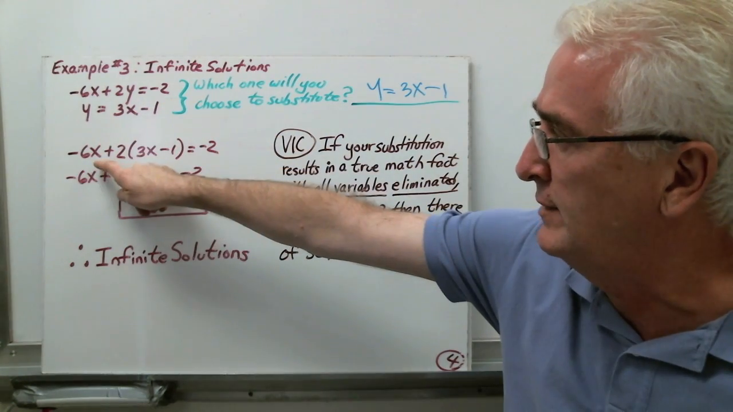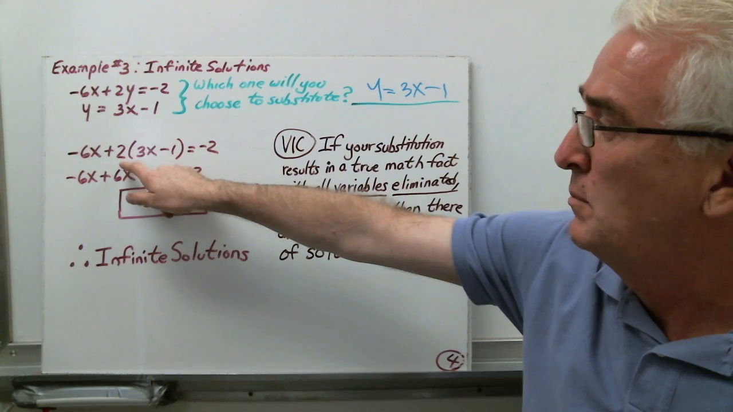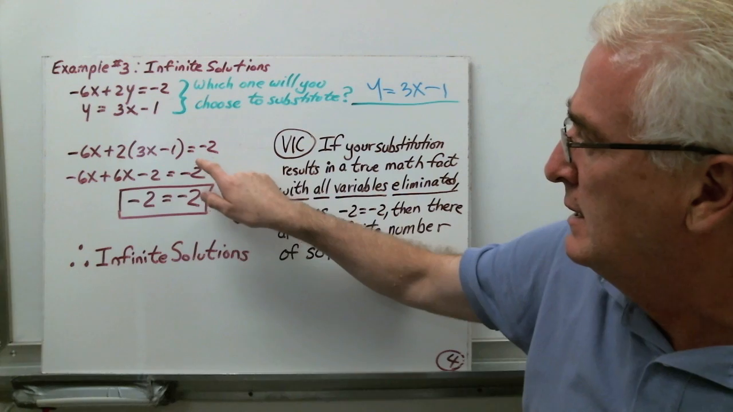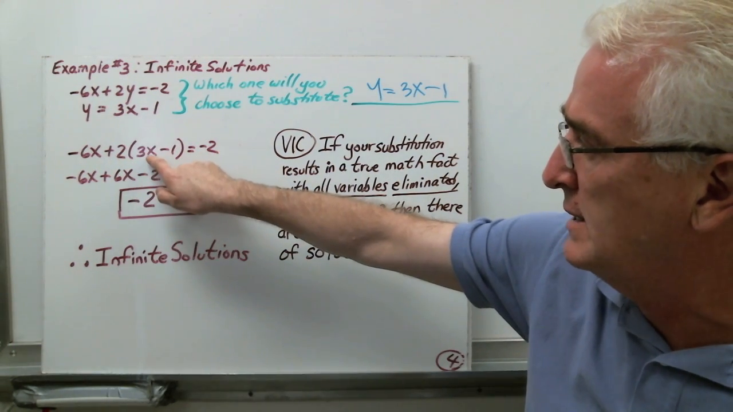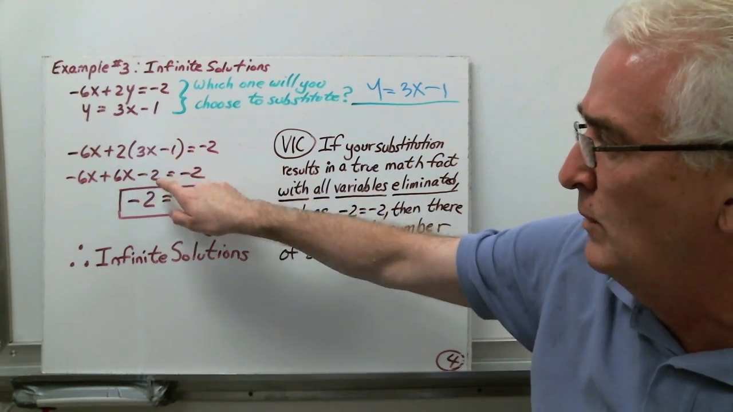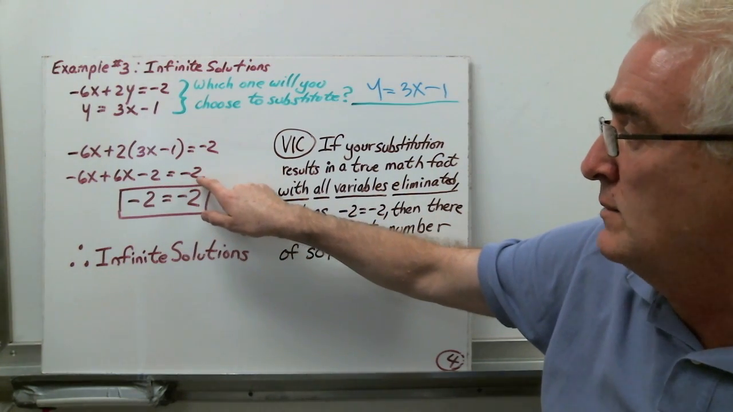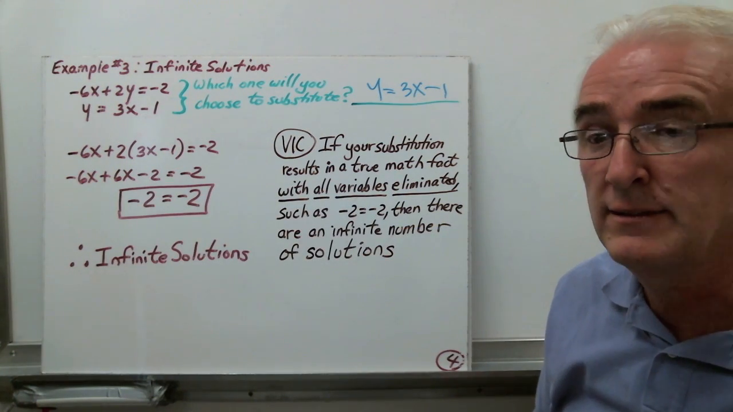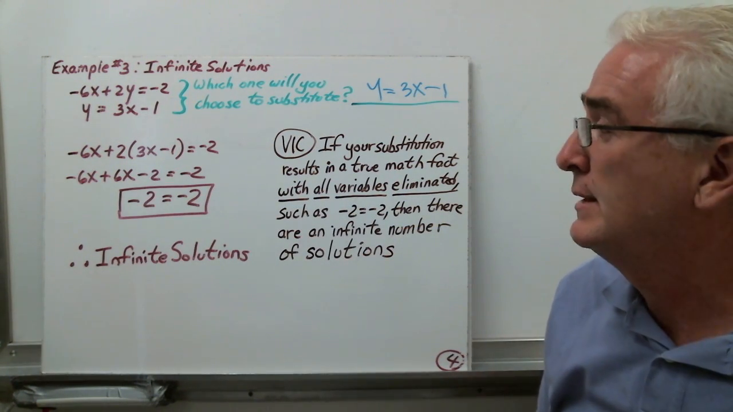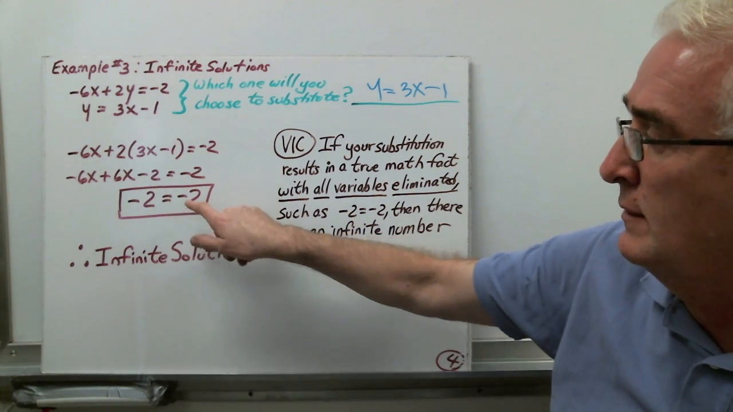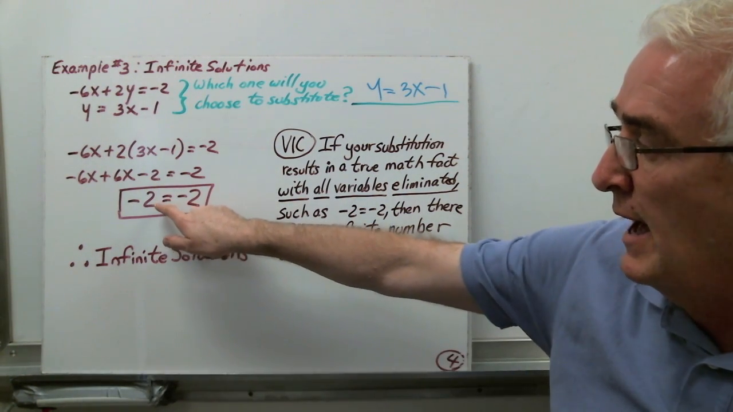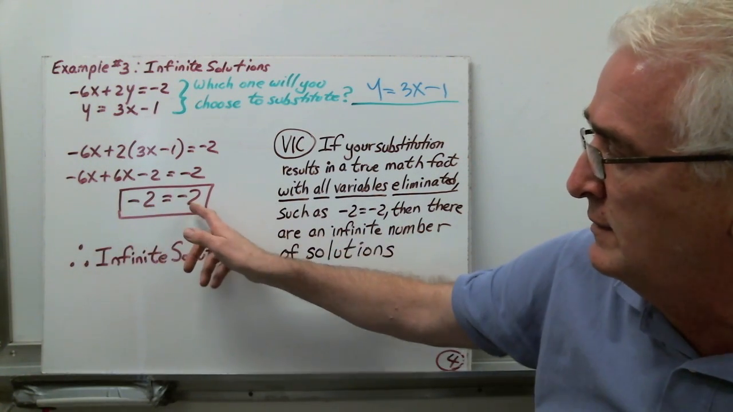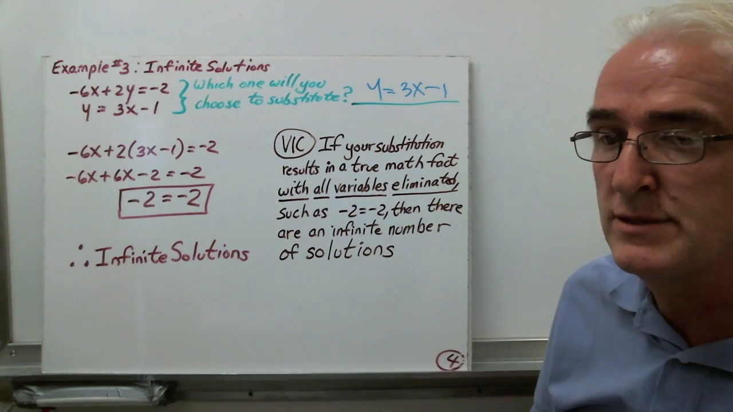So we rewrite the first equation: negative 6x plus 2 times the quantity 3x minus 1, we're substituting this in for the y, equals negative 2. 2 times 3x is 6x. 2 times a negative 1 is a negative 2. And that all equals a negative 2. What happens to these two terms, the x's? Well, the negative 6x and the positive 6x cancel out. We end up with a negative 2 equals a negative 2. You'll see that that is a true statement. If you have no variables at all here and you get a negative 2 equals a negative 2, we have an infinite number of solutions.